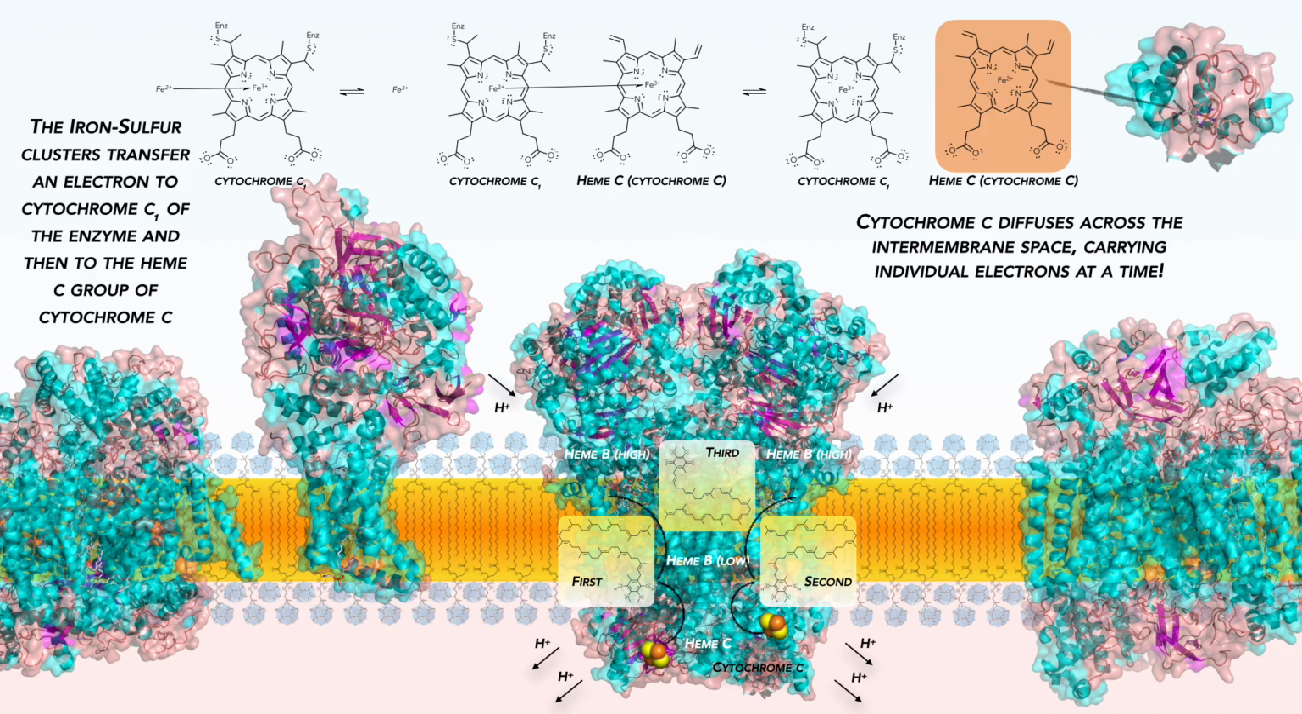Cytochrome C is a small soluble protein that diffuses through the intermembrane space. Its heme C group carries only one electron at a time, allowing it to shuttle electrons individually from complex 3 to complex 4.